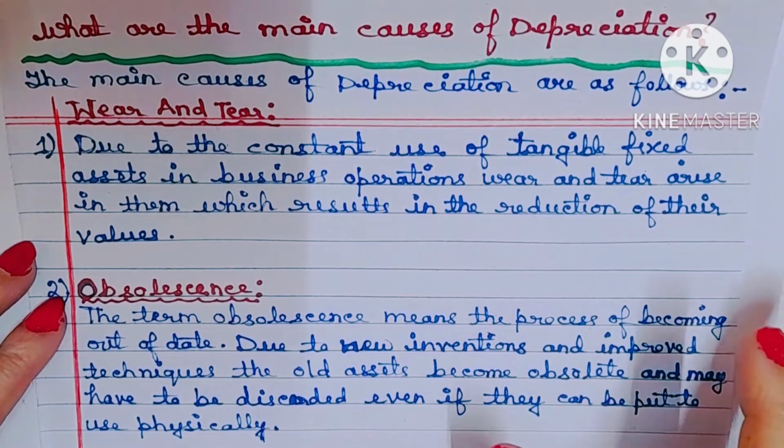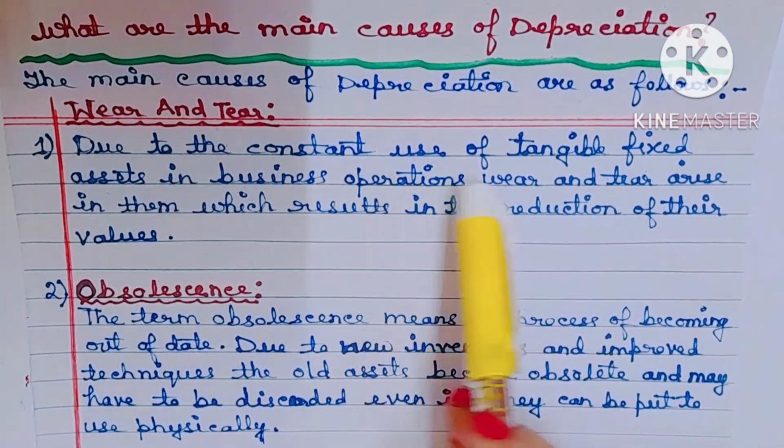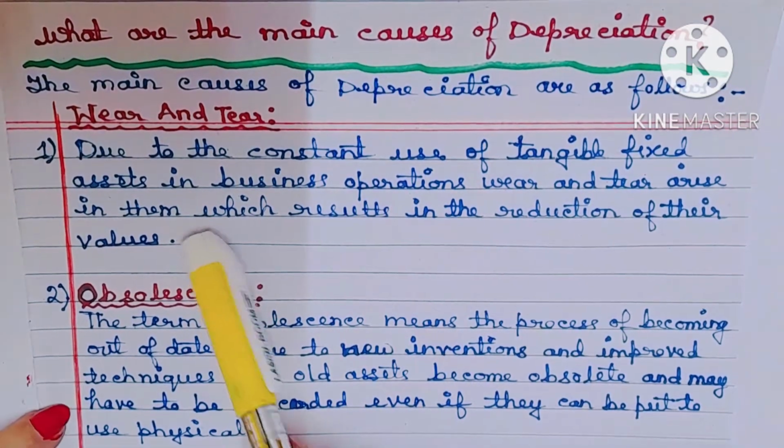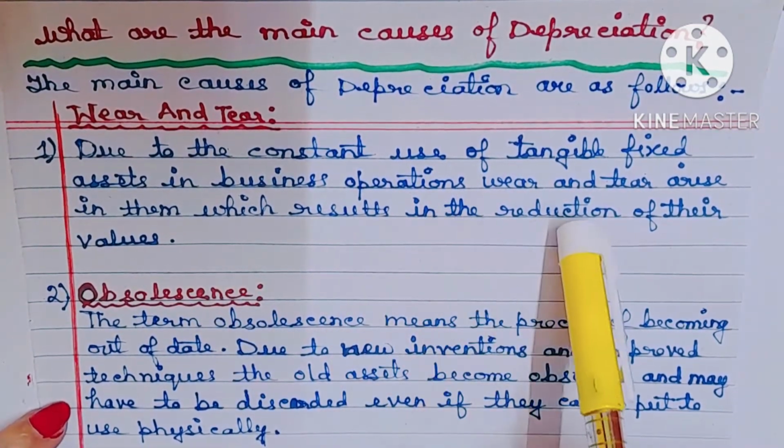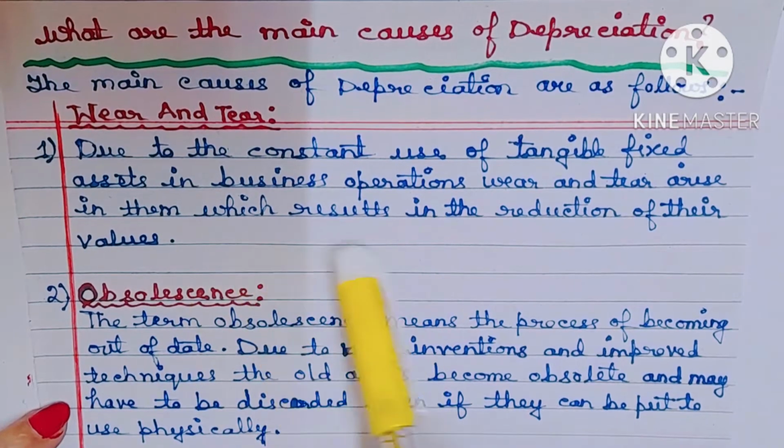Understood? Due to the constant use of tangible fixed assets in business operations, wear and tear arise in them, which results in the reduction of their values.